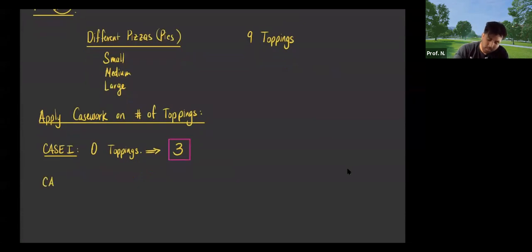Case two, I can have one topping. How many ways can I have one topping pizza given the number of pies and the 9 toppings?